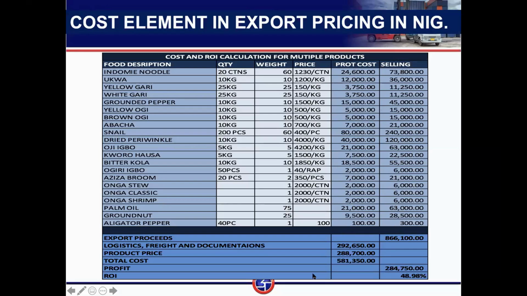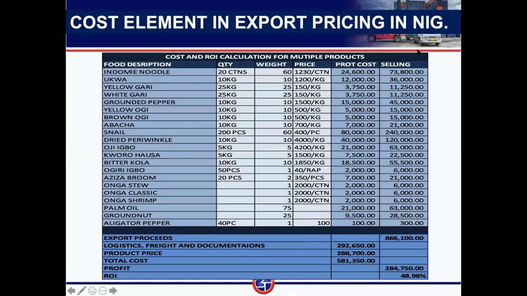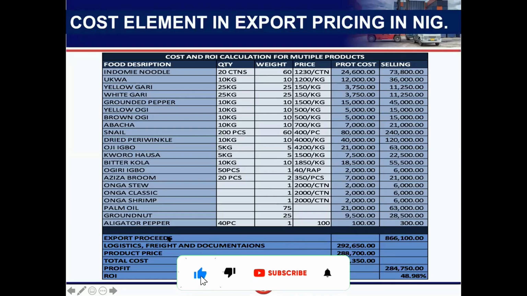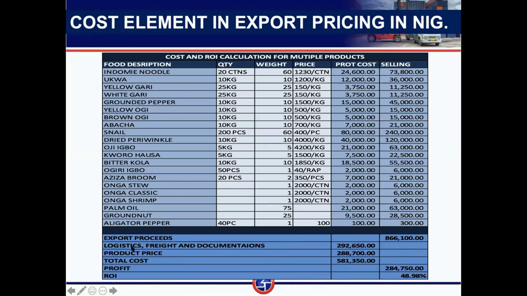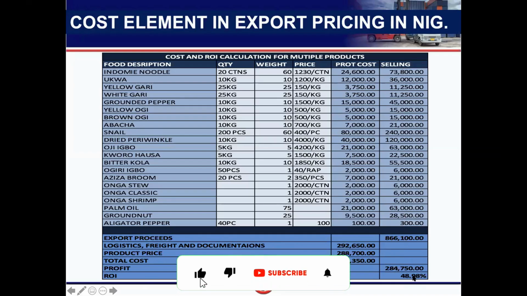Composite pricing. So this is the export proceed. The total of this is here, 288 total. The export proceed is this, that's after sales in Naira. This is going by air. Logistics, freight, and documentation is this. This plus this equals this. This minus this equals this. So you can then begin to negotiate, depending. This 48%, that's quite high.